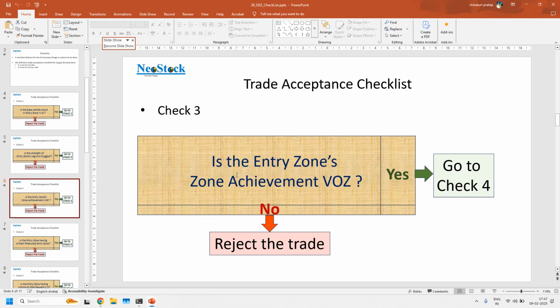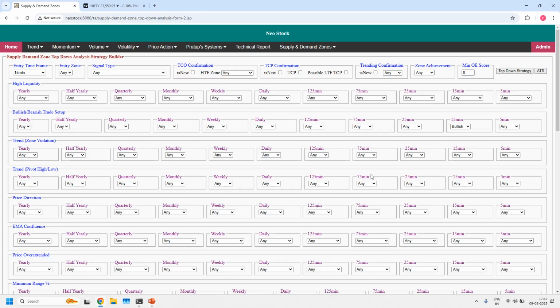And what is the third one? Is the entry zone achieving a violated opposing zone? If it is not having violated opposing zone achievement, better reject the trade. That is the reason why in the software I want to select the filter. The first filter I am selecting is VOZ, violating opposing zone. If the zone is not having VOZ achievement, I want to eliminate it. But to which zone do we have to apply this filter?